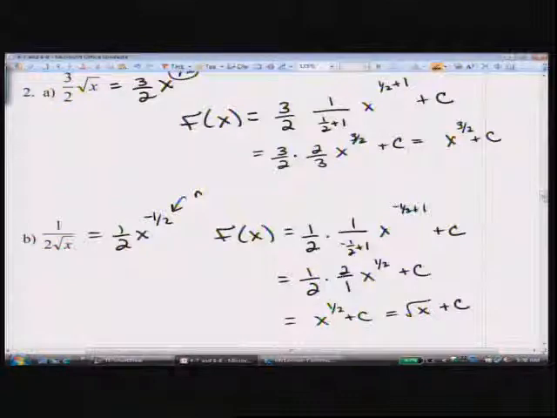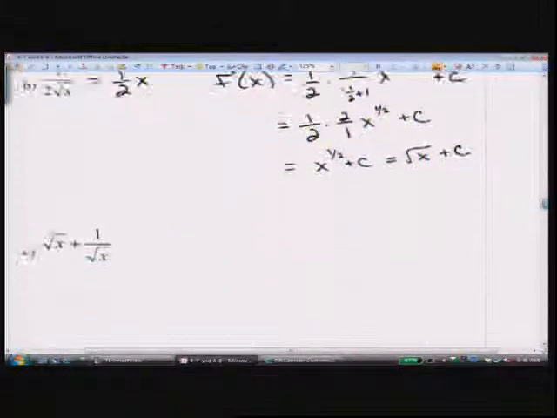which should feel pretty good because you can check these right away. The x to the 1/2, if you take the derivative of that, it's 1/2 x to the 1/2 minus 1, 1/2 x to the negative 1/2, which is what we started with. So they're self-checking if you are good at your derivatives.